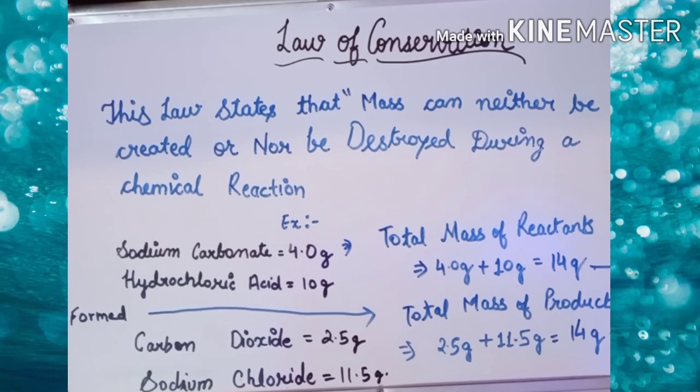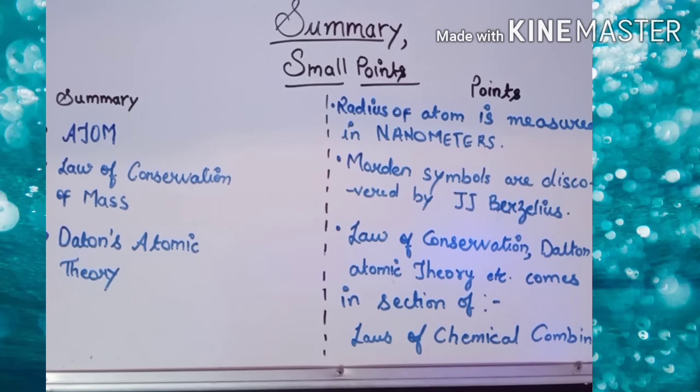Our next topic is summary and small points. This is the last topic of this video. So let us first discuss the summary. In summary, we have discussed an atom, the law of conservation of mass with example, and Dalton's atomic theory. We have discussed these three points.